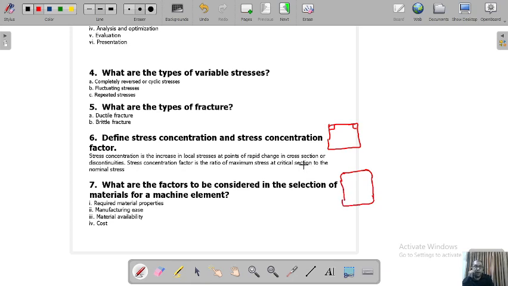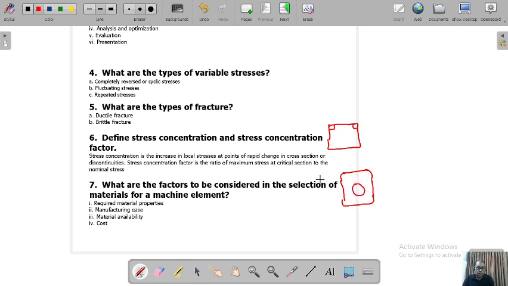Other factors include, if you have a small hole, then near this hole, in this vicinity, the stress concentration will be very high.